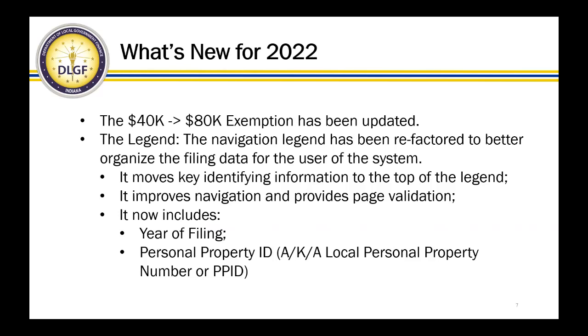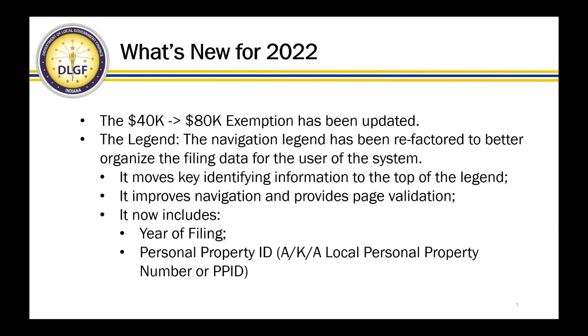Another new change or update for POP-IN is with the legend, and we have refactored it to make it a little bit easier to navigate for the user, be it the assessor, the taxpayer, the CPA, the agent, whomever is using the legend key. You can see it moves the identifying information to the top of the legend. It improves the navigation of the page validation for POP-IN. It also includes the year of filing and the personal property ID.